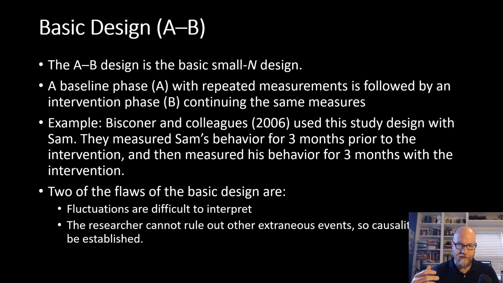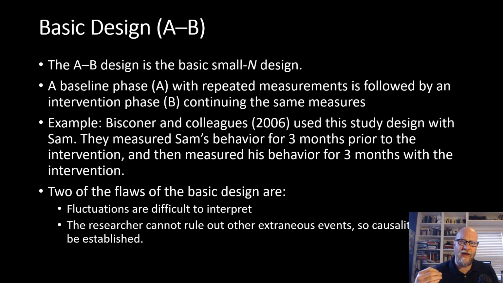So there are a couple of flaws with this design. It's simple and it's easy to understand, but it has some limitations because of its simplicity. Fluctuations are difficult to interpret, essentially. What happens is if there's a change in the behavior, it gets better, it gets worse, or it stays the same, we really don't know, is it due to our intervention alone, or is there some other extraneous variable that happened to come along at the same time, some other factor?